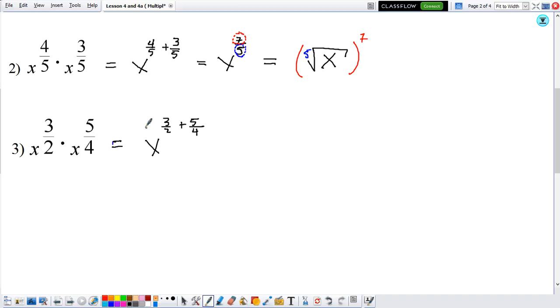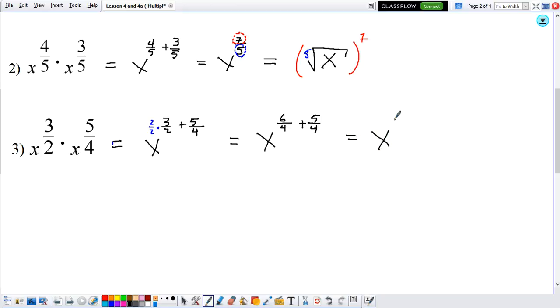So now we got to think back to Algebra 1. If we want to add those fractions, they need to have the same denominator. So let's look at the denominators, 2 and 4. Notice that the greatest denominator that they have will be 4. So the left side, we need to make that into a 4. So we can multiply top and bottom by 2. Because if we do that, then we have x^(6/4 + 5/4). Now that they have the same denominator, we can add them now.